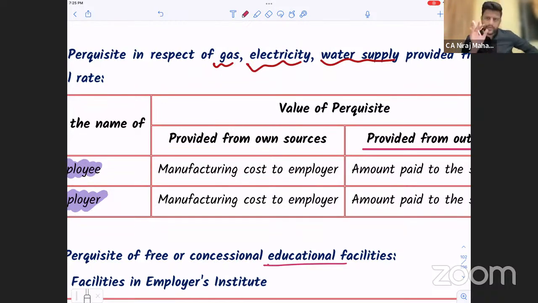In that case, the manufacturing cost is taken as the value of perquisite. Are you getting my point or no? So Tata Power, let us say, manufactures electricity. Tata Power gives electricity to the employee, maybe free of cost. Then the manufacturing cost will be the value of perquisite in the hands of employee. All of you understood or no? Tell me quickly. Tell me. Finally, good.